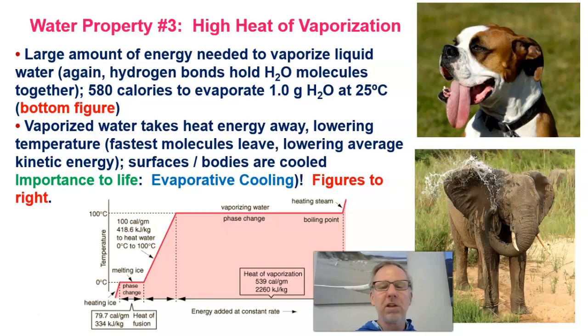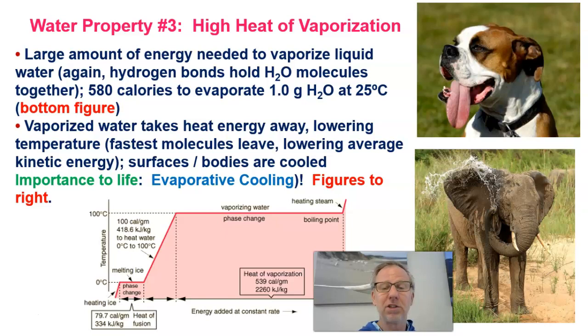That is, the molecules that have the most energy, they're the ones that break free. They're the ones that leave the liquid state and shoot out into the atmosphere as a gas. When those fastest moving molecules leave, when the molecules with the most energy leave, it leaves behind on average molecules that are moving more slowly. This translates to a lower temperature.